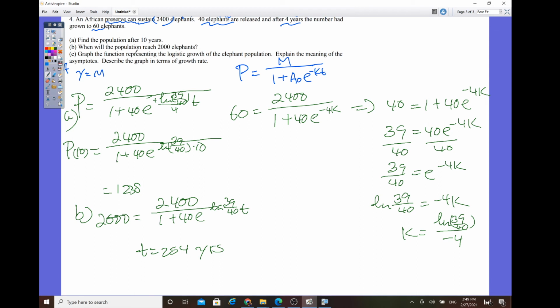And then for C, graph the function to represent the logistic growth of the elephant population. Explain the meaning of the asymptote. Describe the graph in terms of the growth rate. Okay.